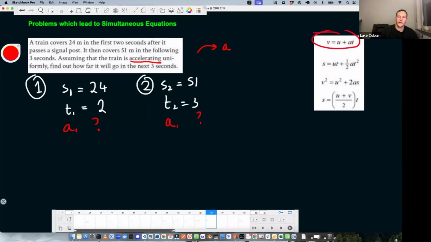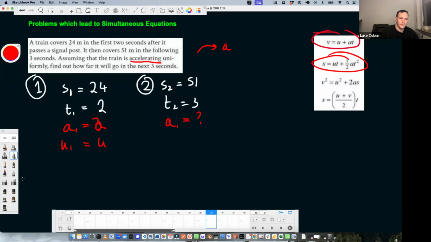And if I look over here and I find an equation that has S, T, and A in it, it's this one here. I don't know what U1 is, right? Say that U1 is just equal to U. And I'm going to say A1 is just equal to A, because we assume the train is accelerating uniformly for the entire time, right? So I'm just going to call that acceleration A.